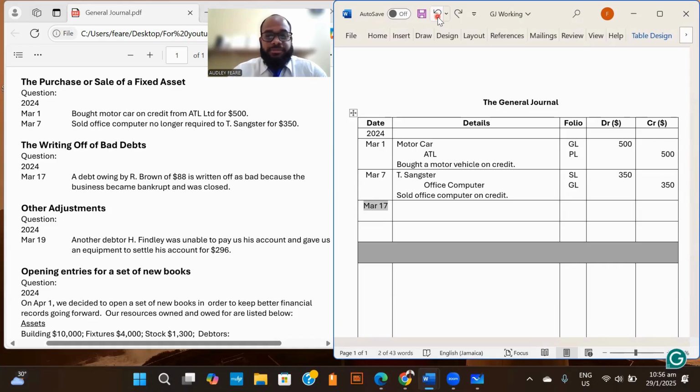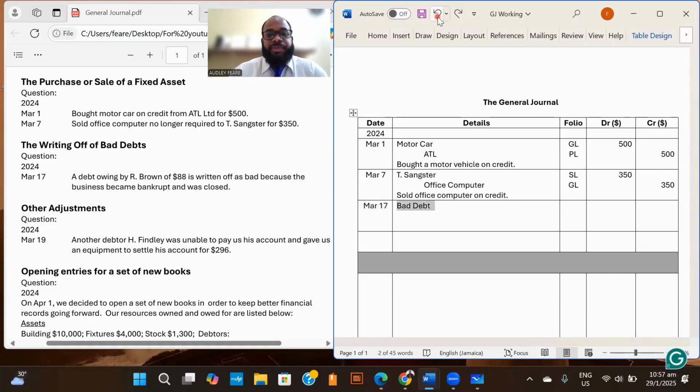So March 17, we debit bad debt, which is the expenses account. Expenses are always debited. It goes to the general ledger, and the amount was $88. Then we move on to R Brown. And R Brown is a debtor. Debt has been reduced. He does not owe us anymore, so therefore we credit. When asset decrease, we credit.